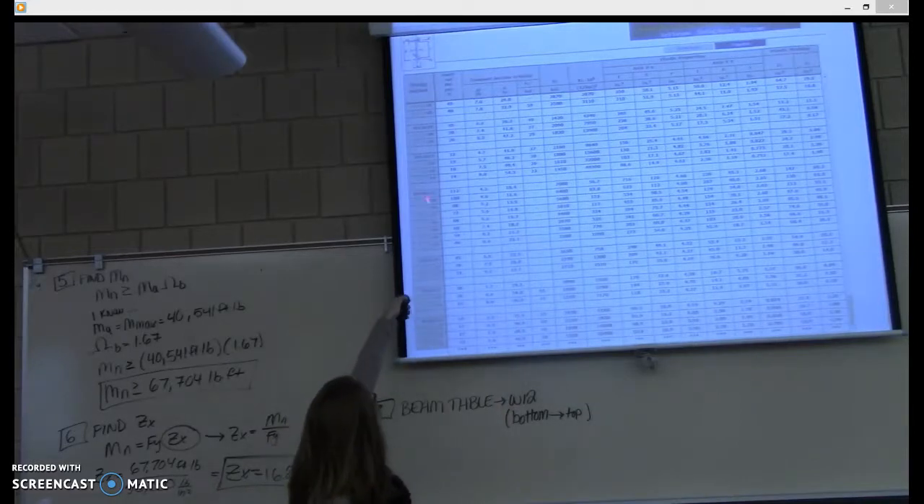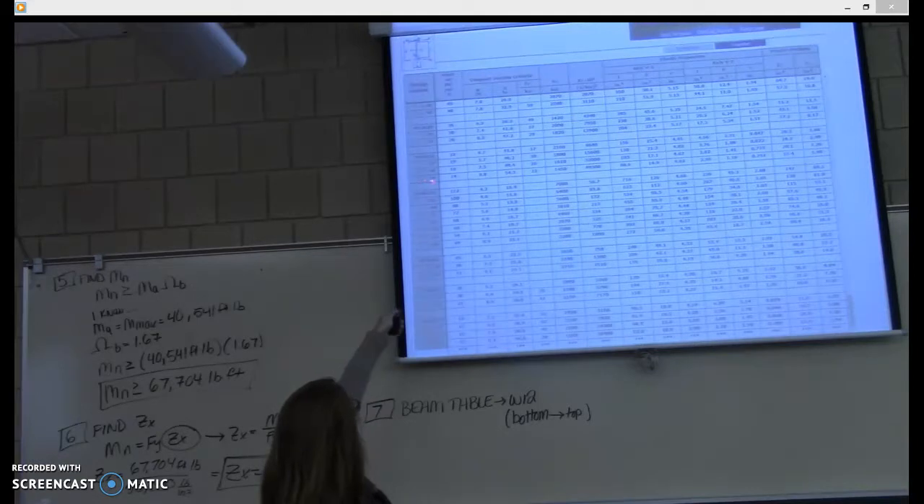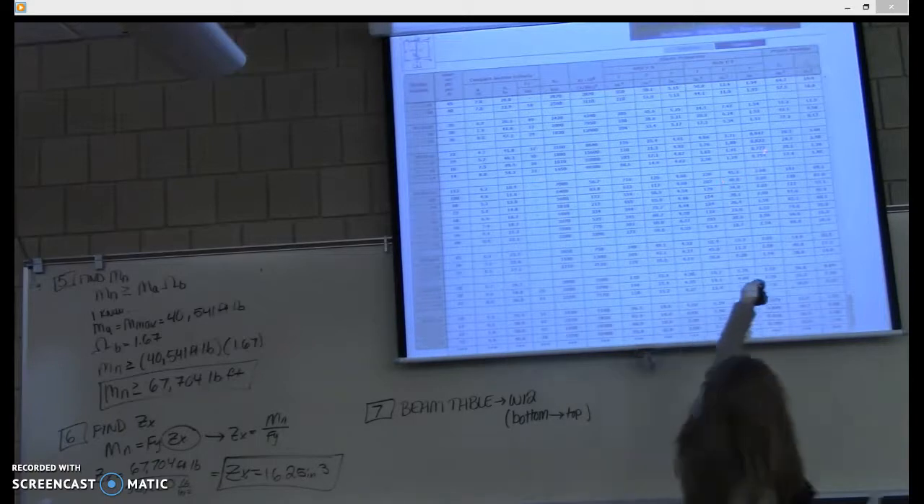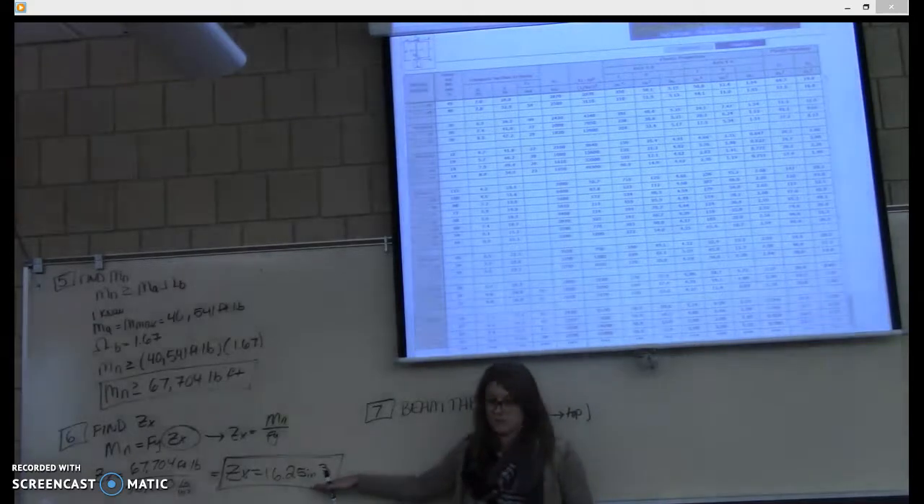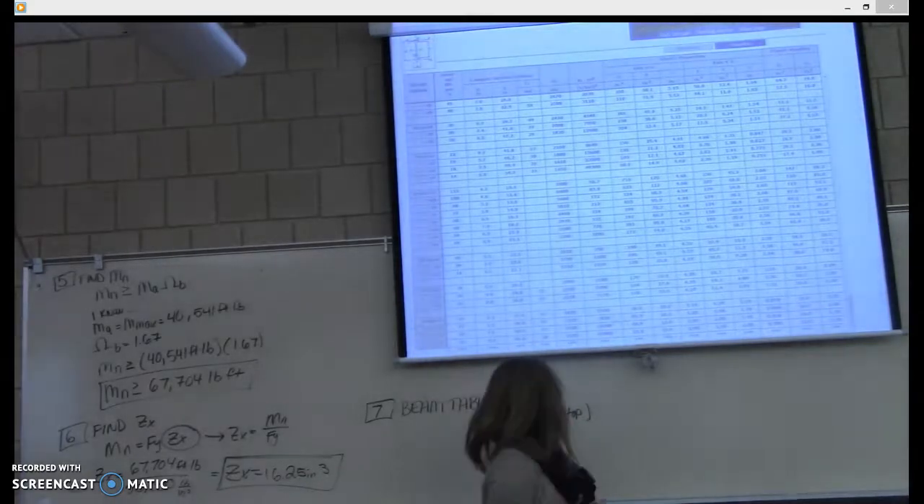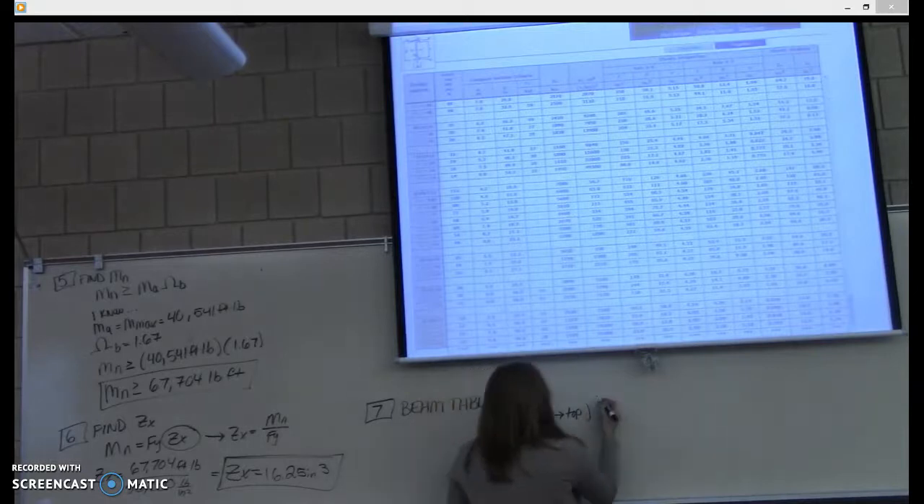All right, so I'm going to start and go all the way up, and then I see there's a W12 by 14. I'm going to go all the way across and look for my Zx. My Zx for a W12 by 14 is 17.4, which is greater than 16.25, so I'm good to go. I can use a W12 by 14.